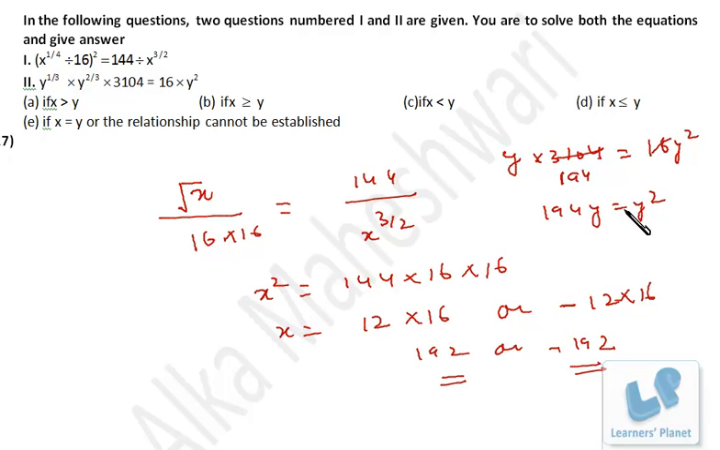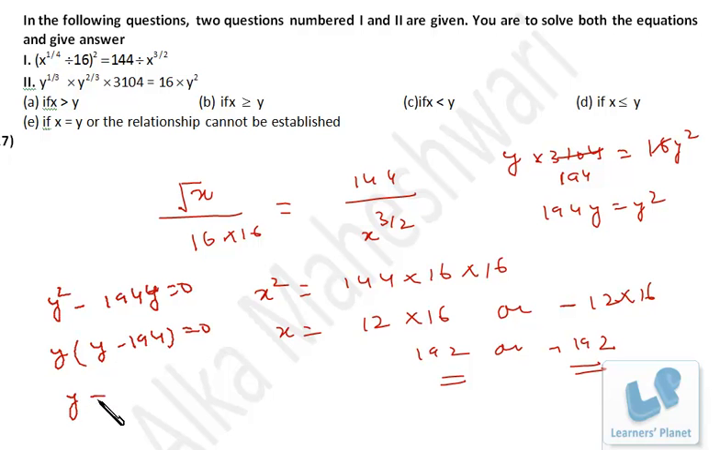Again, this y and this y square cannot be cancelled, right? In that case, we will be eliminating one value of y, that's 0, right? So what I'll be doing, y square minus 194y is equal to 0. So y minus 194 is 0. So y is equal to 0 or 194, right? Now I'm not going to discard the value 0, because in this case y is not there in the denominator, right? So you understood that it's not healthy to cancel this y square from this y, right? Now we are getting two values of y, one is 0 and other is 194, and we are getting two values of x, one is 192 and other is minus 192, right?